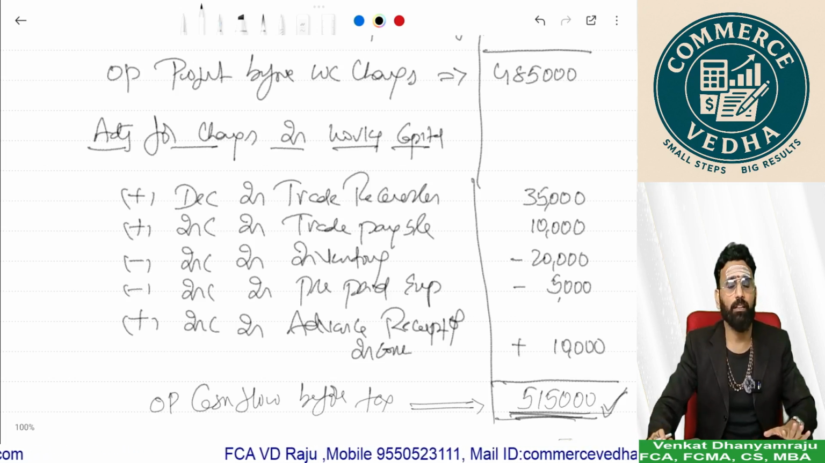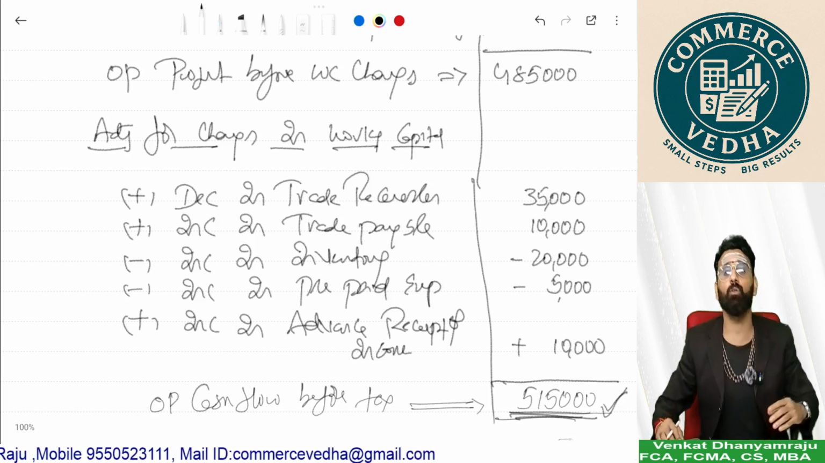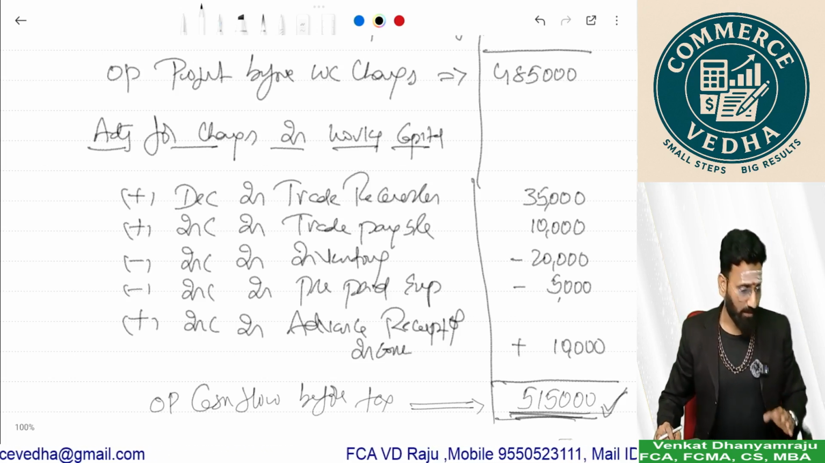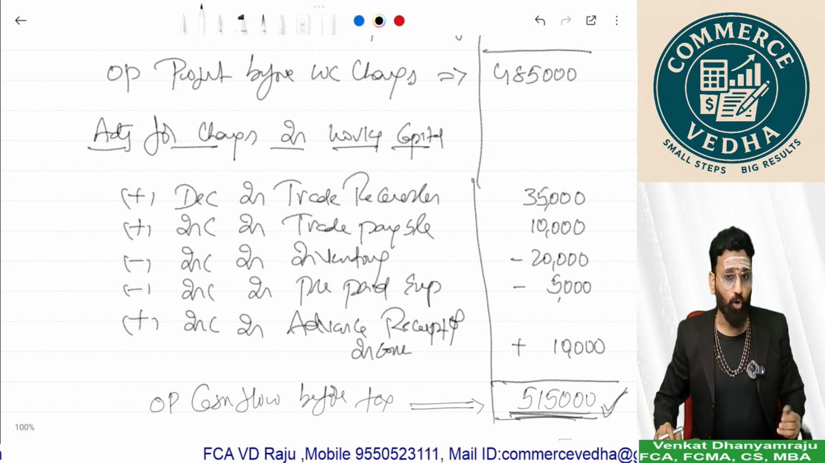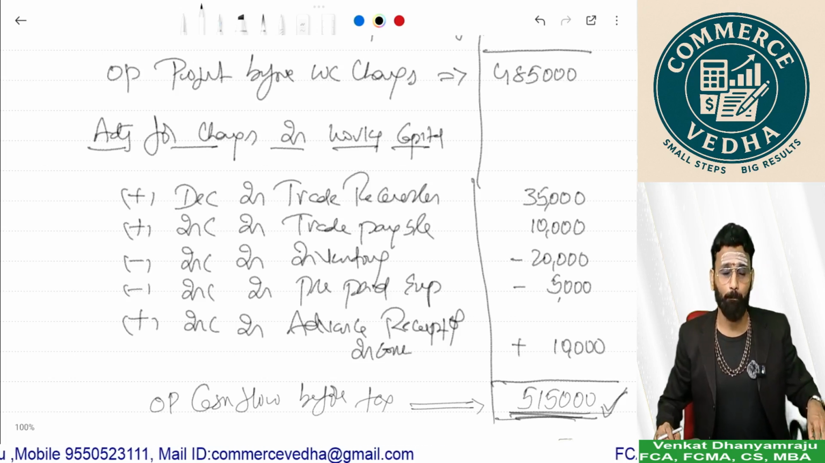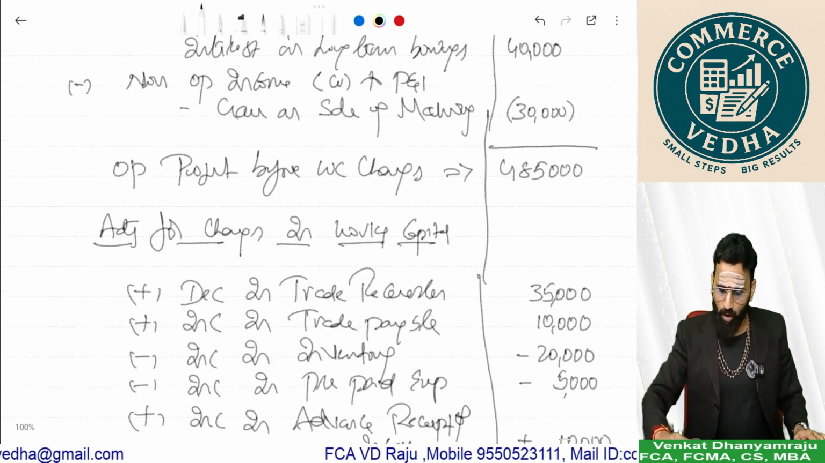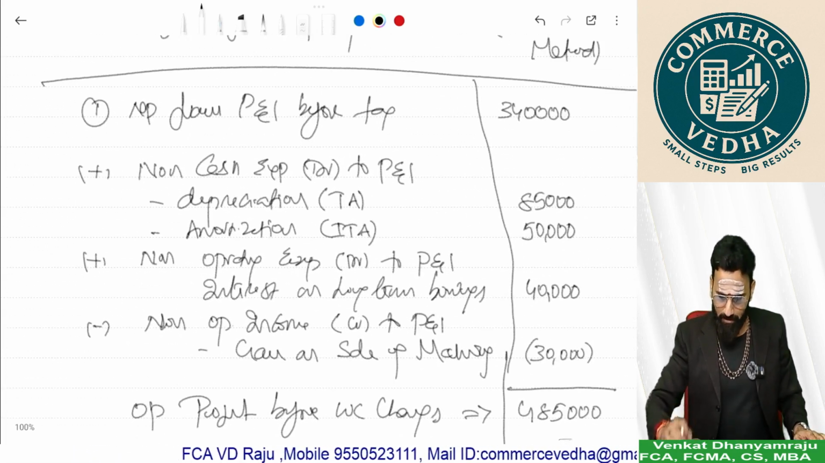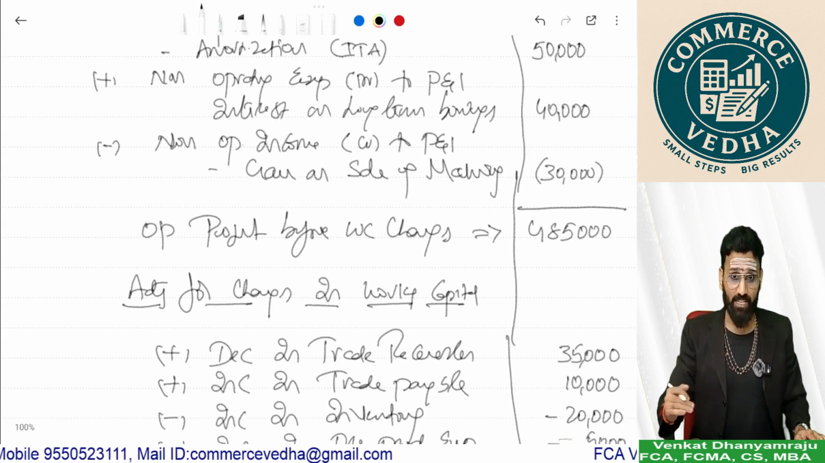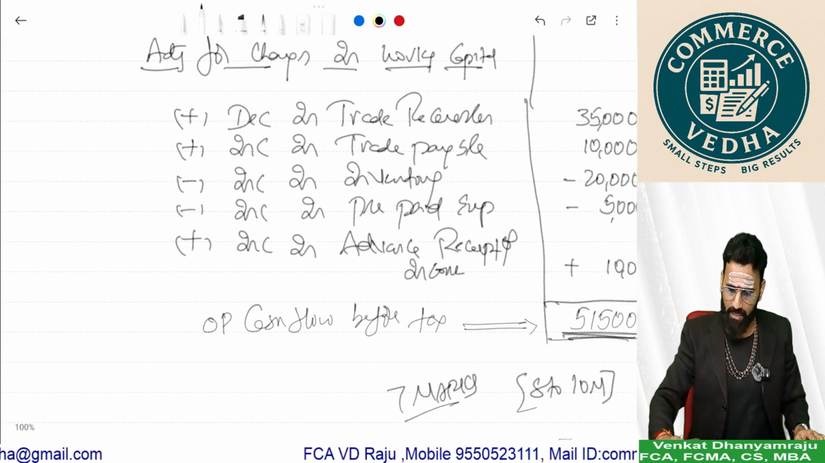So 5,15,000. How we identified it is the indirect method because there is no data about collection and payment from debtors or payment to creditors. No information on payment of salaries, but there is information on net profit from P&L. So we should compute backwards by adding non-cash expense and adding non-operating expense, deducting non-operating incomes, and adjusting for working capital changes.